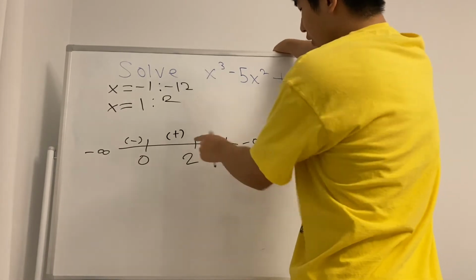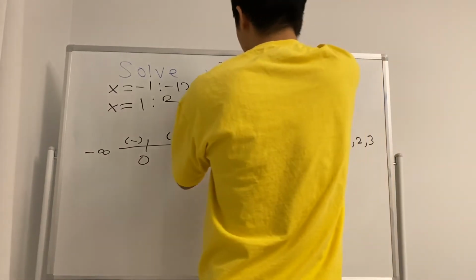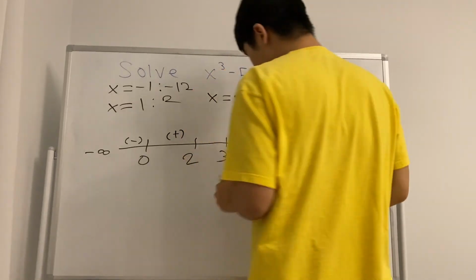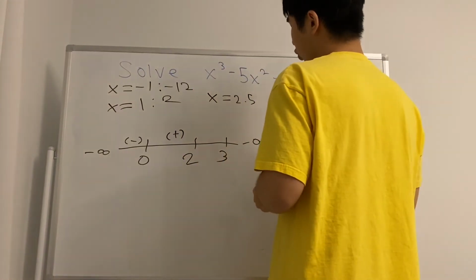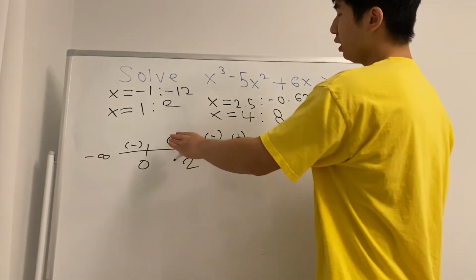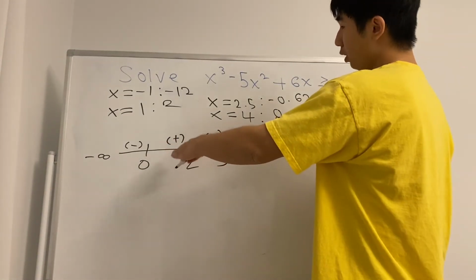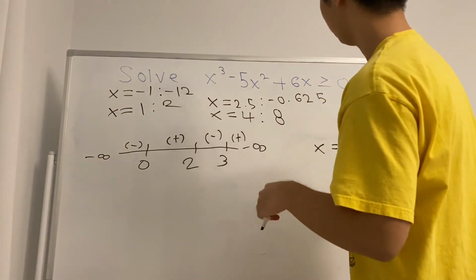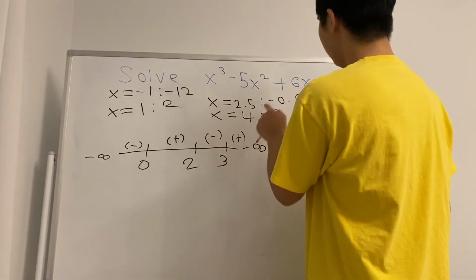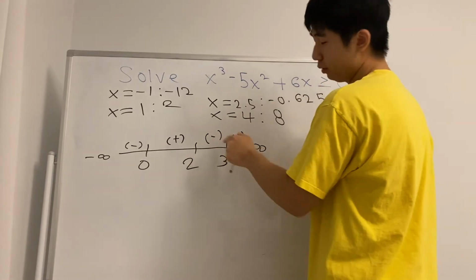And now we're going to do 2 and 3. So a number we can pick here is 2.5 because that's between 2 and 3. And this I definitely need my calculator. So give me a sec here. Okay, so after doing the first two, I just did the last two by myself quickly. I picked 2.5 for 2 and 3, and you get a negative value, so negative goes there.